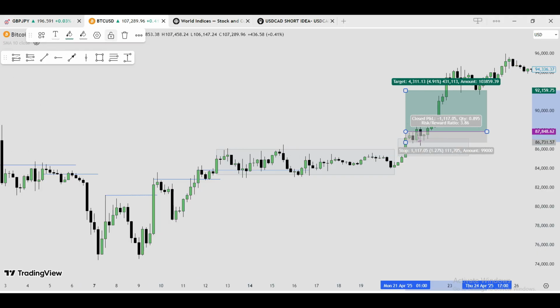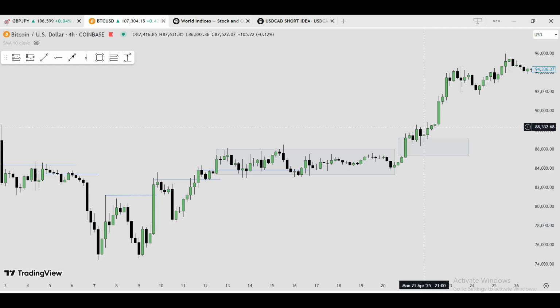Okay, so what I'll do next, I will wait again to see price trade above that down candle, that bearish candle, and up right there. So I'll have taken an entry again.